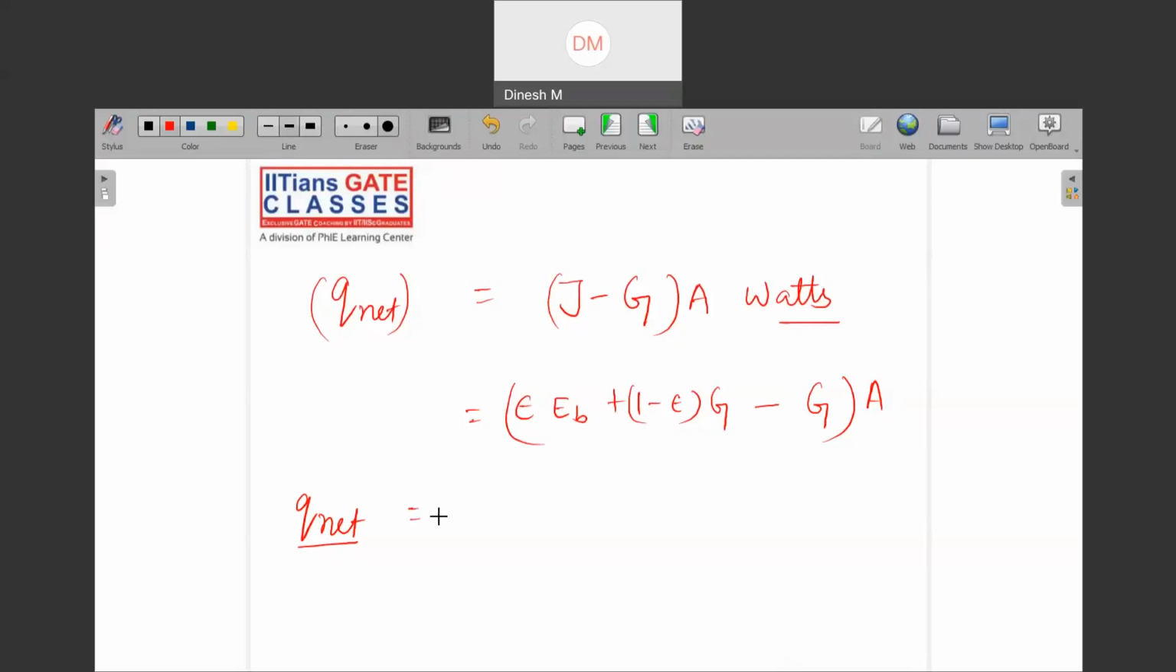So can I replace this J with whom? J. G I can replace with J. See, I am telling you that this G I can replace with J, by using this relation. And then when you replace this one now, your Q net would look like something like this.